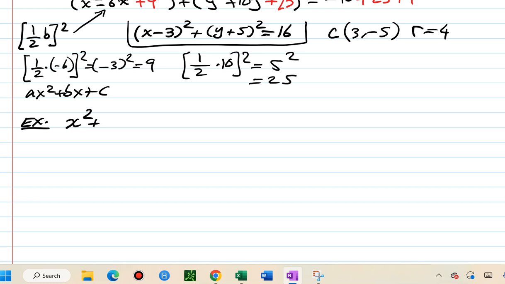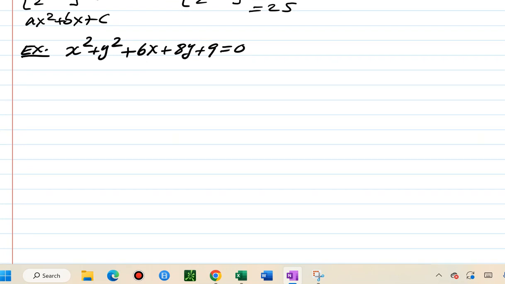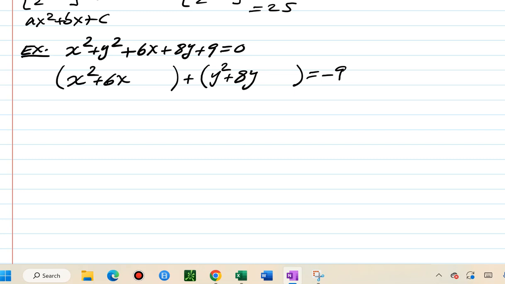So suppose this time I have x squared plus y squared plus 6x plus 8y plus 9 equals 0. Again, we want to find the center and the radius of the circle that's represented by this equation. So we're going to group the x terms, and group the y terms together, the terms that have y in them. The number, we move to the other side.